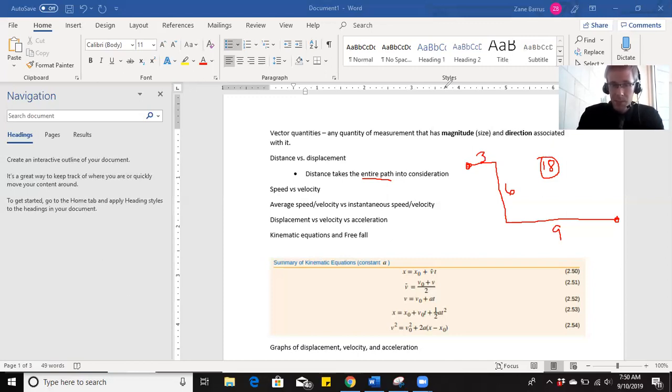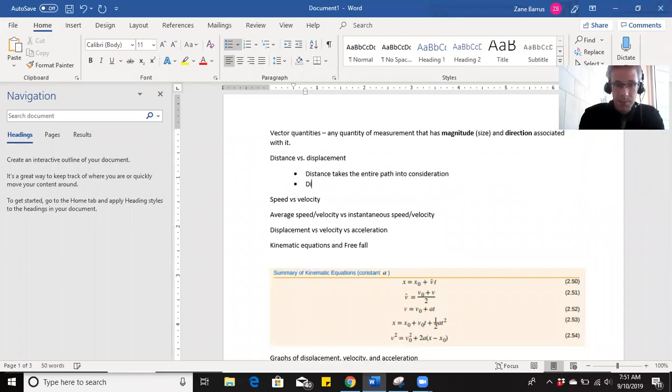It's just adding up every single part of the path that you took to get from point A to point B. Displacement is a little bit different. So I'm going to erase the drawing, and I'm going to write down a good definition for displacement. So displacement is a vector quantity. And remember, vectors mean that it has a magnitude and direction.